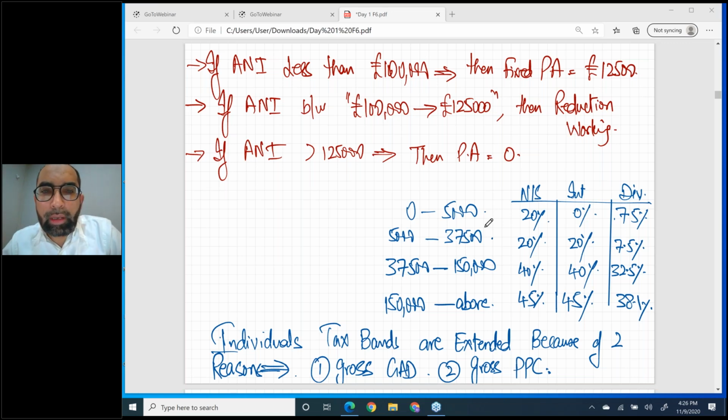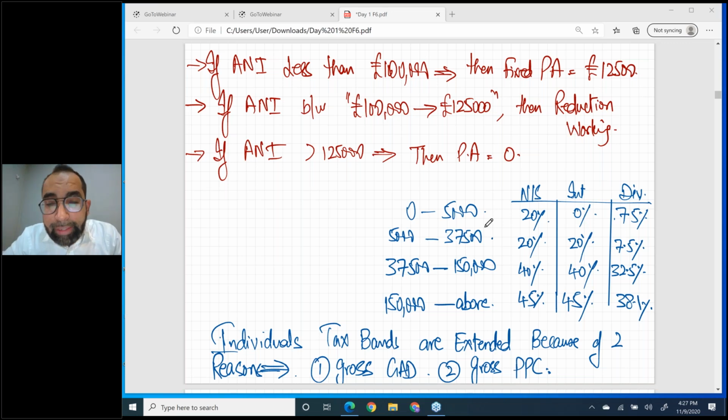Okay, now see, on your screen I've already written this. If your ANI is less than 100,000, you will have a fixed personal allowance of 12,500. If ANI is between 100,000 and 125,000, then it is a reduction working, you will have to reduce your personal allowance gradually. And if your ANI is greater than 125,000, then you are not eligible for any personal allowance, that is zero.